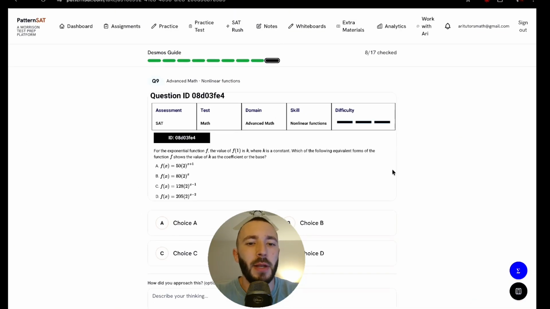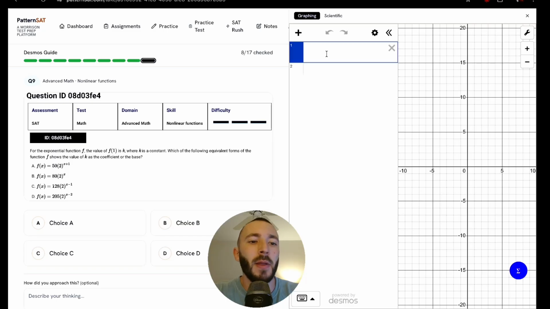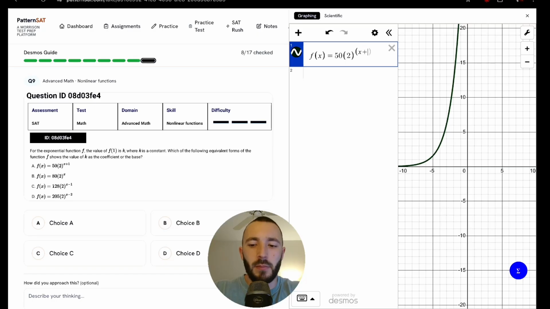Okie doke. For the exponential function f, the value f of 1 is k, where k is a constant. Which of the following equivalent forms of the function f shows the value of k as the coefficient or the base? I've seen a lot of students stumble on this problem and problems like this. So let's actually just look at the first answer and try to understand what's going on. So this is f of x is equal to 50 times 2 to the power of x plus 1.